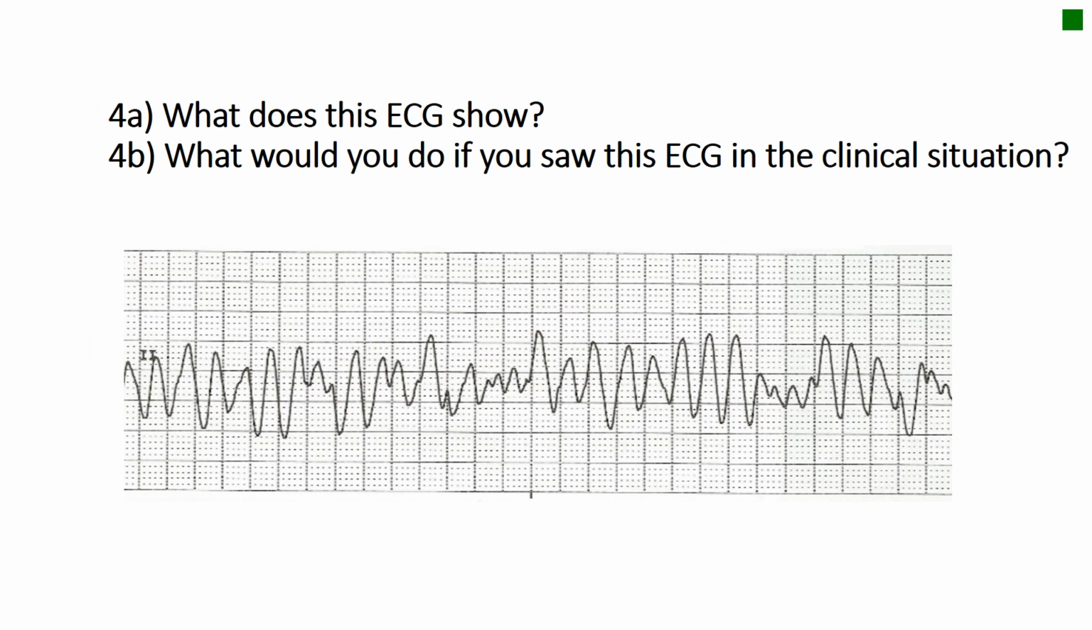So the next question, question four, is what does this ECG show? Again, we can see quite large QRS complexes, but they're of different heights. Some are very tall, some are smaller. This is what we call polymorphic, and this is ventricular fibrillation. So what would you do in this situation if you saw the ECG? Well, this is a shockable rhythm. You'd expect no pulse in this patient, and you want to get an automatic external defibrillator to the patient and shock them as soon as you can.